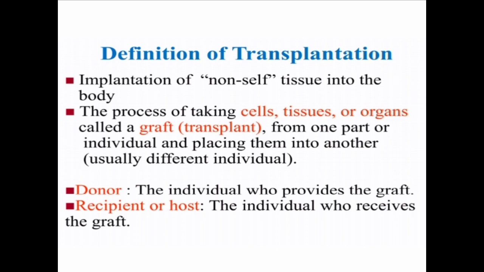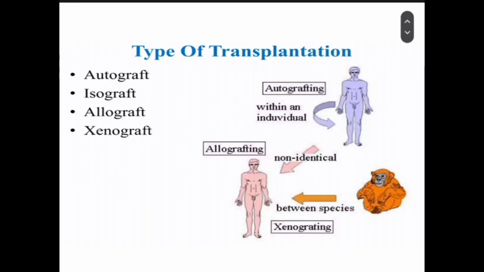The one is donor and the other one is recipient. The donor is the person who provides us the graft. Graft means the cell, tissue or organ, and the recipient means the person who receives the graft. It could be a cell, organ or a tissue. Now we are going to talk about the types of transplantation. There are usually four types of transplantation: autograft, isograft, allograft, and xenograft.